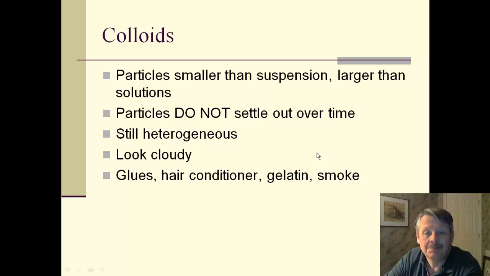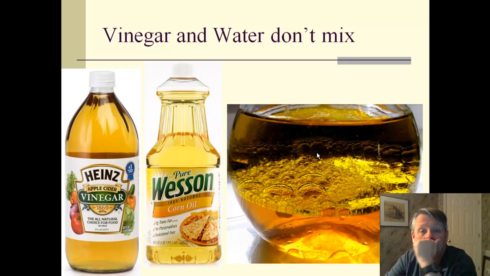In a colloid, the particles are smaller than in a suspension, but larger than in solutions. So they do not settle out over time. It's still heterogeneous. There's still multiple stuff in there that you can see. They look cloudy, but the particles are so small that they do not settle out over time. They're able to stay where they are. So that's the definition of a colloid, and that's how it differs from a suspension or a solution.